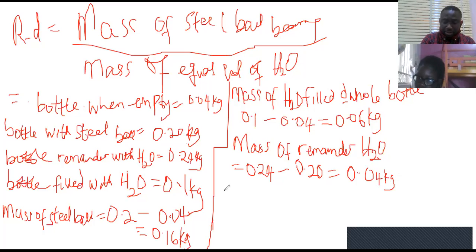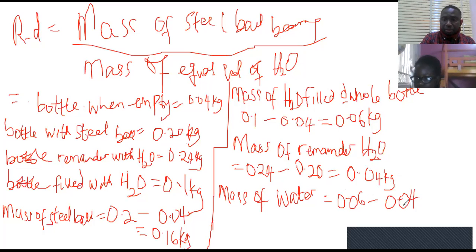Okay, let's look for the mass of water now. The mass of water. Let's look for the mass of water. The mass of water becomes 0.06 minus 0.04, which will give us 0.02 kg.